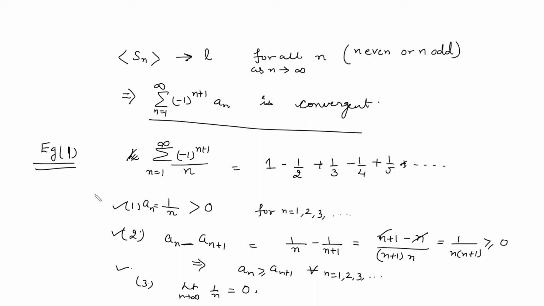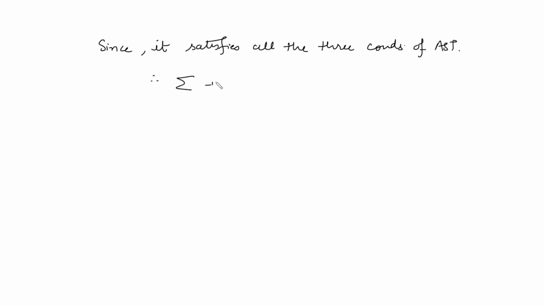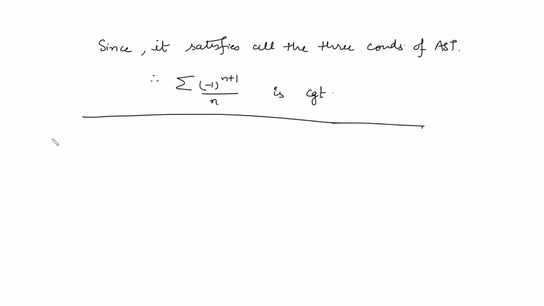Since it satisfies all the three conditions of the alternating series test, therefore the given series, summation of minus 1 to the power n plus 1 upon n, is convergent. Now just see one more example.